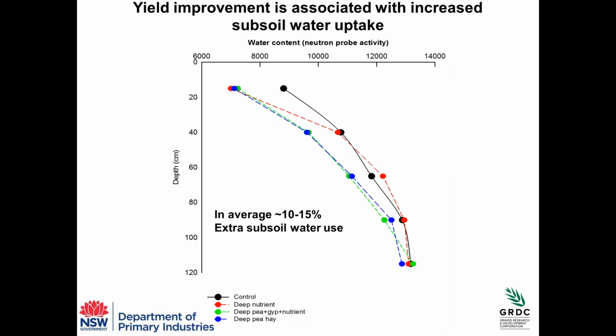If you pull the data together across that soil profile, on average there has been an extra 10 or 15% of water uptake being used by the crop under those treatments. That means the water that was stored in the subsoil became available to the plant to be taken up, and that contributed, of course, to the grain yield and grain response.